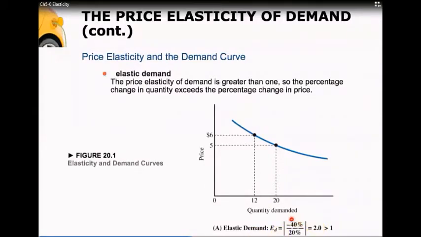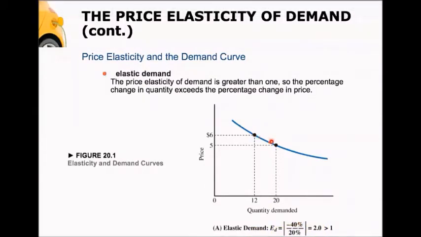Well, we look at the percent change in quantity and the percent change in price. So if we move from this point to this point, our percent change is a negative 40% change in the quantity demanded, and the price has gone up by 20%. So when we look at the price elasticity of demand, that is 2.0, which is greater than 1. And we call this an elastic demand curve because the percent change in quantity is greater than the percent change in price.